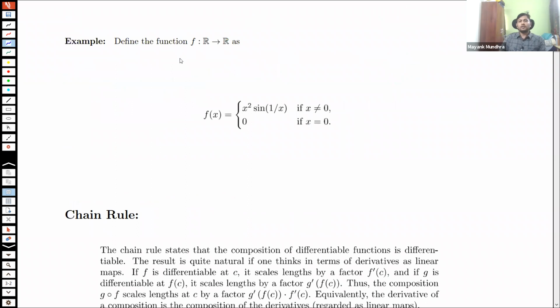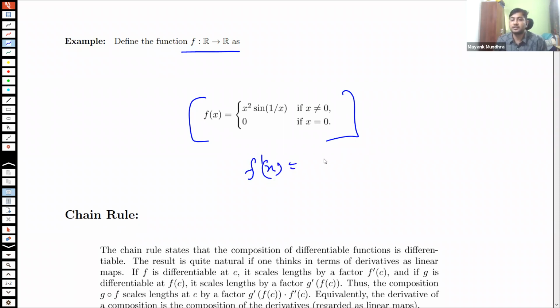So let us look at this function, x square sine 1 by x. Now I've not defined all the rules of differentiability right now, but I'm guessing that you guys would know it. If you don't remember it, maybe you'll be able to appreciate this example later on. But let's look at this function: is it continuously differentiable or not?